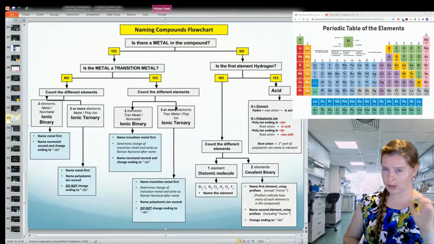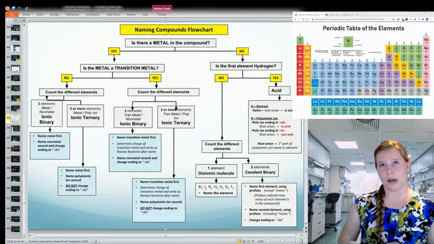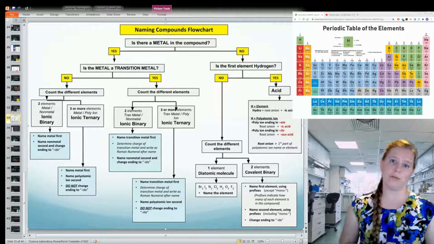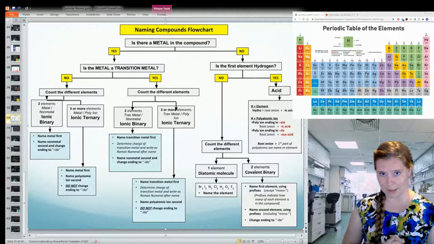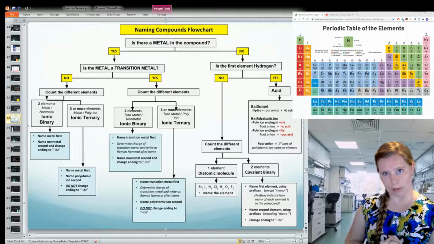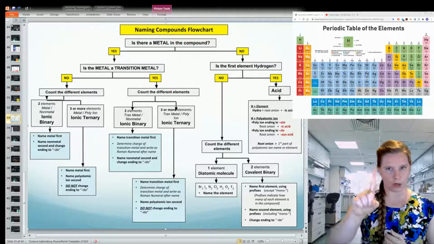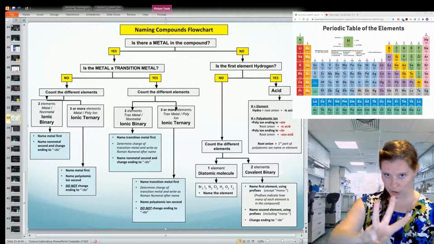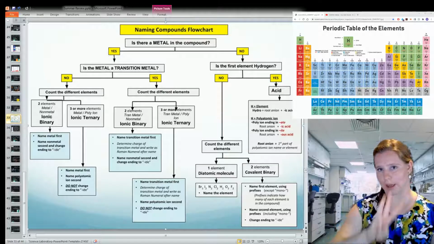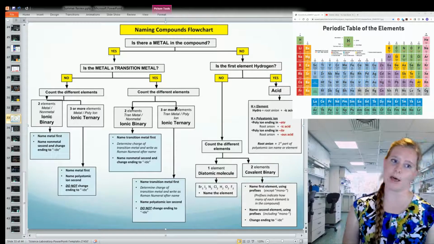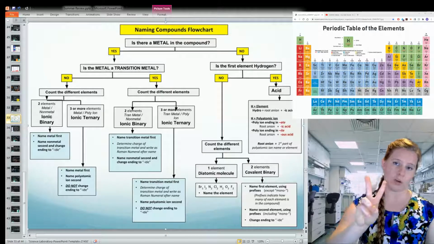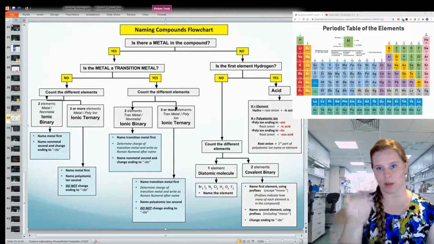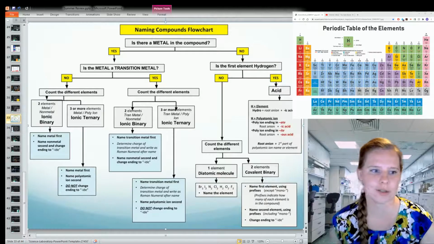If there's not a hydrogen, then question 2, I would say, is there a metal? Okay, if there's not a metal, you have a covalent compound. Type 3, use the Greek prefixes. If there is a metal, then you have a third question. So question 1, is there a hydrogen? Question 2, is the first element a metal? Question 3, do you know the charge of that metal? If you do not know the charge of that metal, then it's type 2, and you're going to use the Roman numerals. If you do know the charge of the metal, then it's type 1, and it's just metal, non-metal, ide.